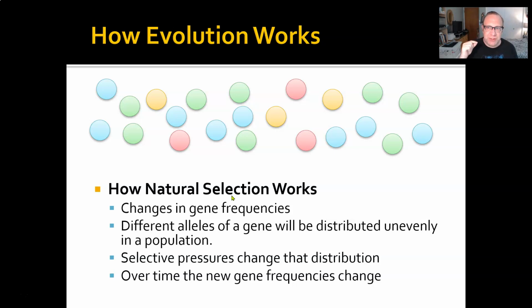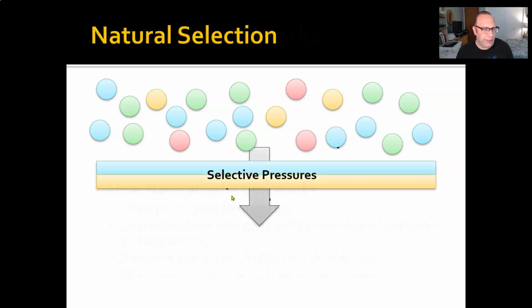However, selective pressures can change the distribution of these alleles. And over time, those frequencies are going to change. So we've got some kind of selective pressure. Maybe it's a change that allows a particular one of these alleles to get food more easily, or maybe it's a predator that is more attractive to some of the alleles than others.